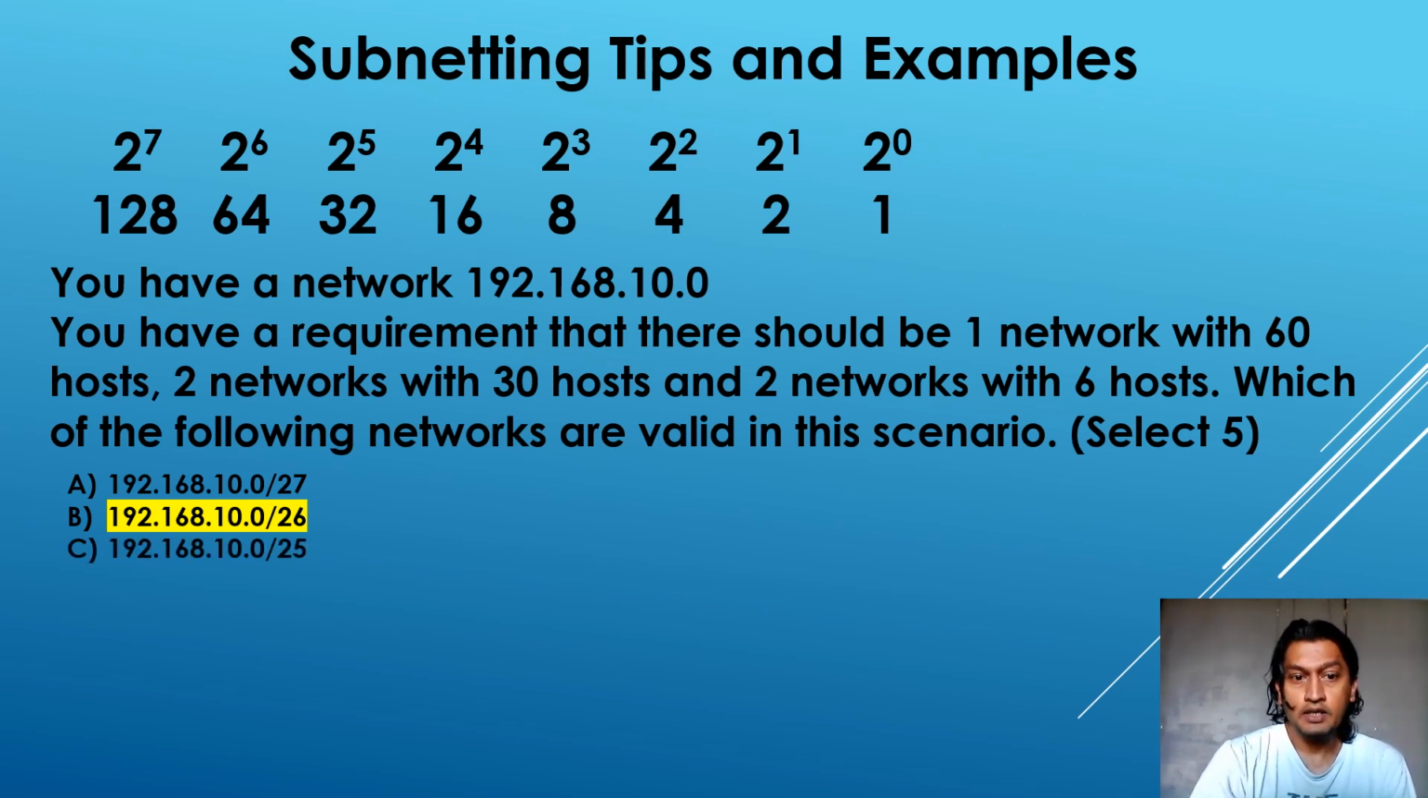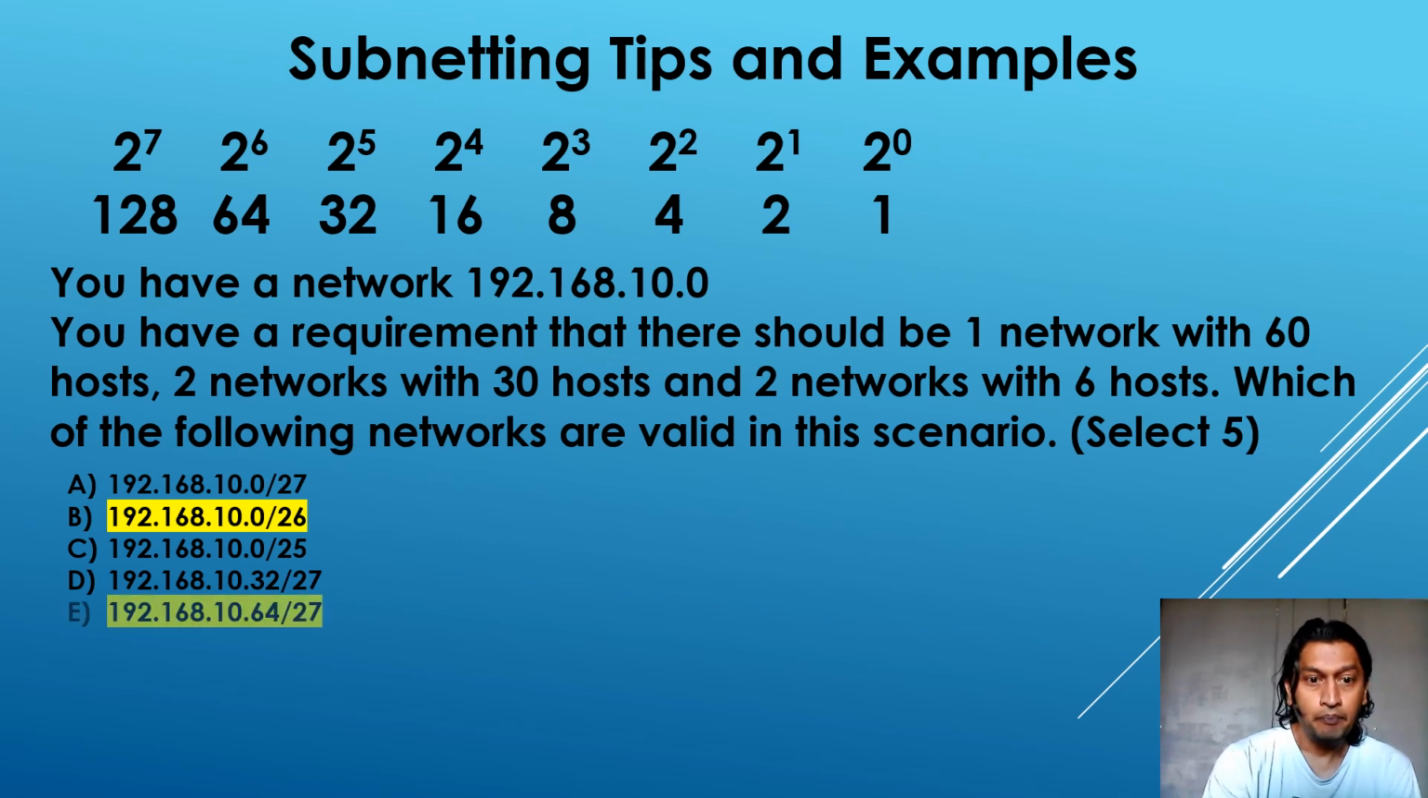Right, the next one was 10.0/25. Obviously, we've already used the 10.0 subnet, right? So we can't use it again. 0 to 63 is officially taken by answer B, which means we cannot use 0 to 63 in any of our other answers. It cannot be an option, right? So again, .32, again, cannot be an option because we've used 0 to 63. So .32 cannot be one of our networks.